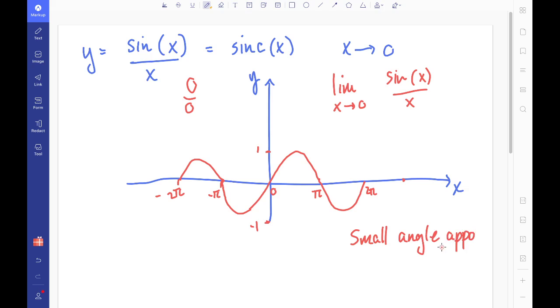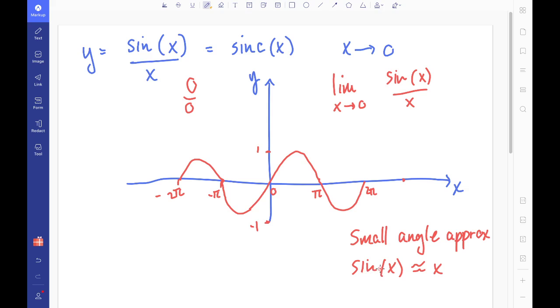The small angle approximation says that as x or theta, whatever your variable is inside your sine function, sine x is approximately equal to x when x is small. Some students will tell me, oh, that's only for x less than 10 degrees, or only for x less than 5 degrees.